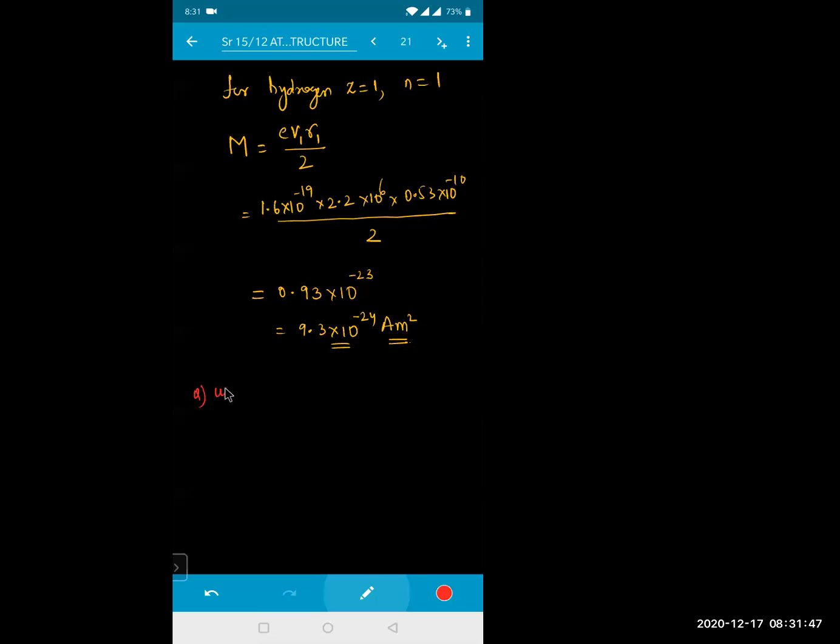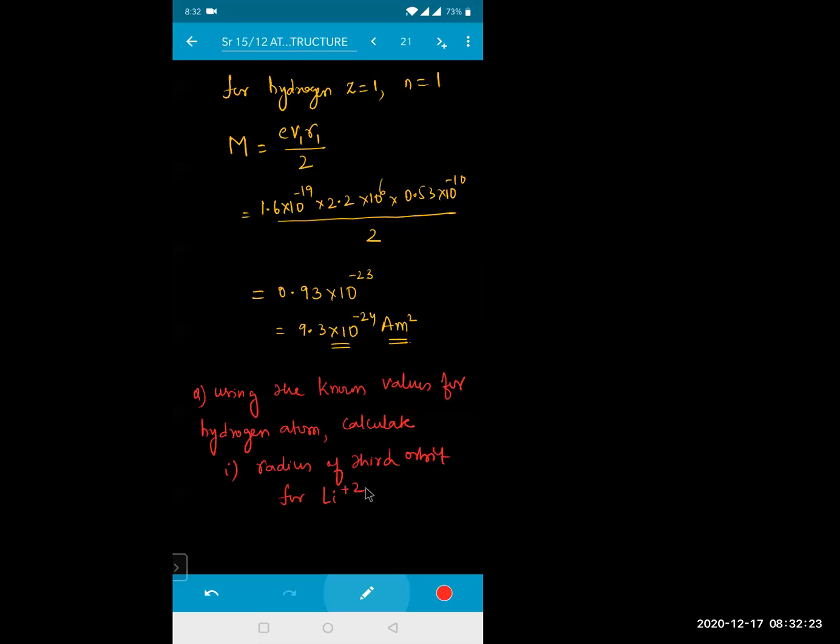Okay, this question you do yourself. Using the known values for the hydrogen atom, calculate number 1, the radius of the third orbit for lithium plus 2, and the second question, the speed of the electron in the fourth orbit for helium plus.